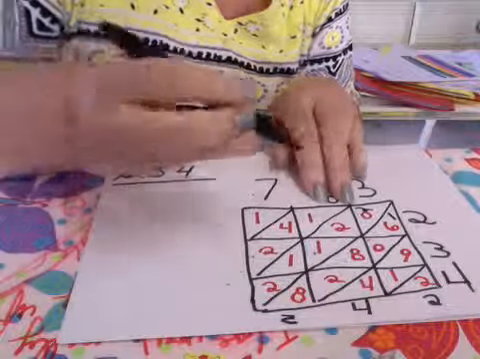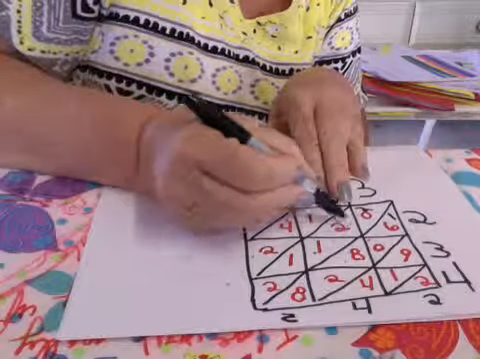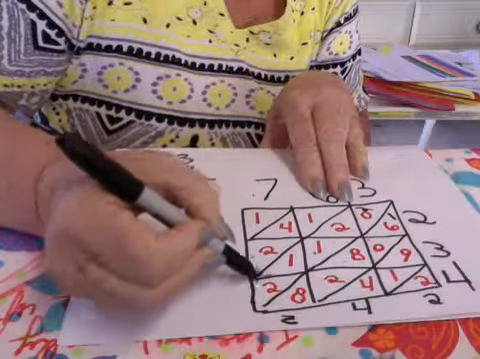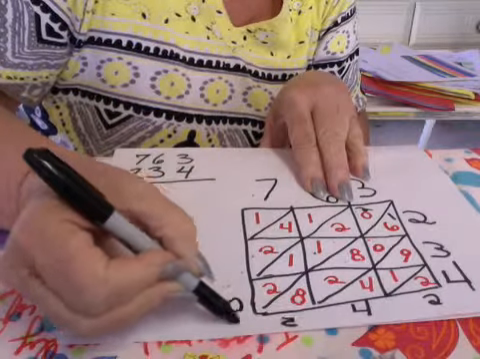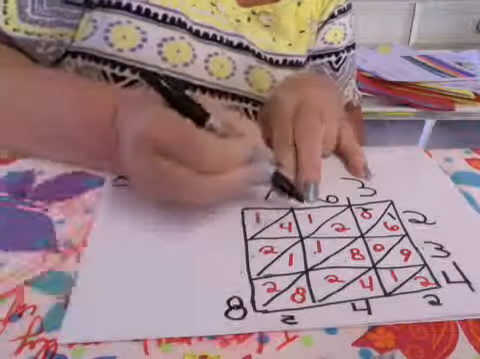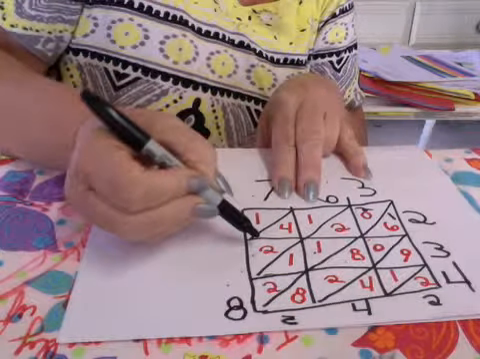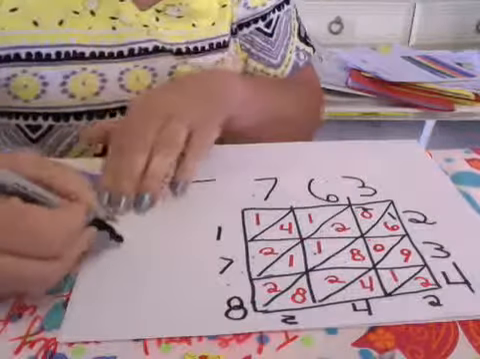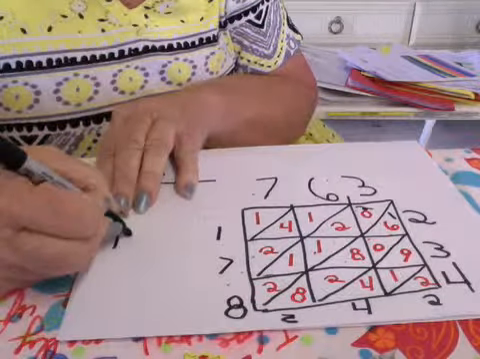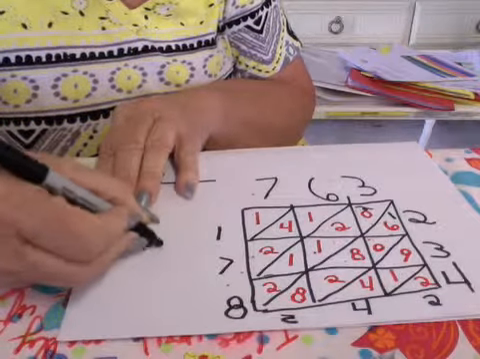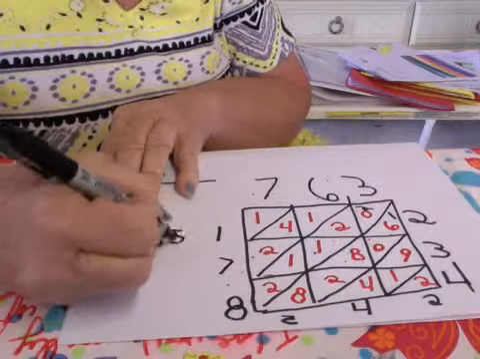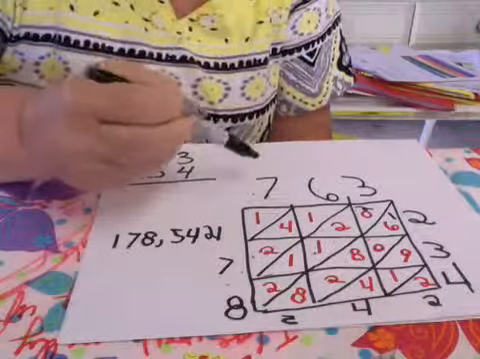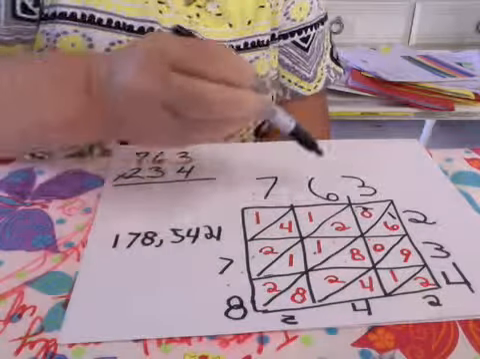Okay. So I have 2, 4, 5, 6, 7, 8. Don't have to carry anything on that one. 1 and 4 is 5, and 2 is 7, and 1. So, my answer ends up being 178,542.